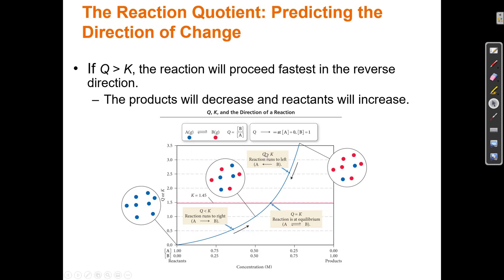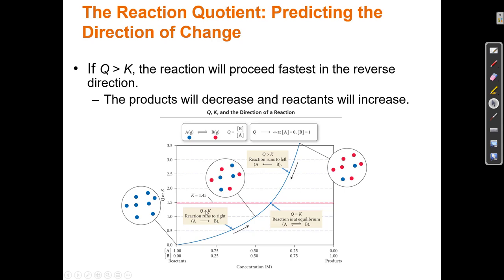If Q is bigger than K, then that means there are too many products. So remember, when we're calculating Q, products go on top, products over reactants. So if Q is bigger than K, then products is a bigger number than reactants. That means I have too many products, so I have to get rid of products. So the reaction moves to the left, the reverse reaction happens, and products become reactants.